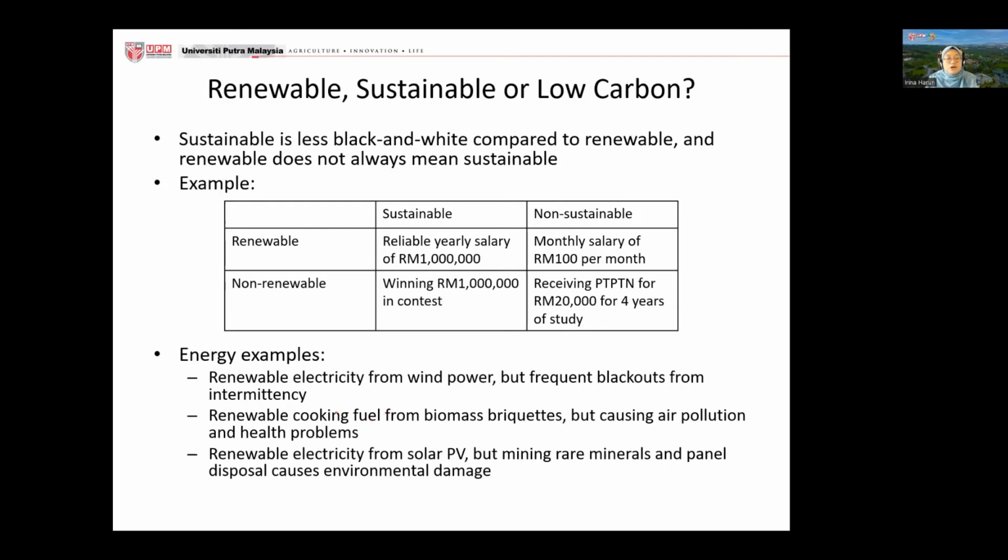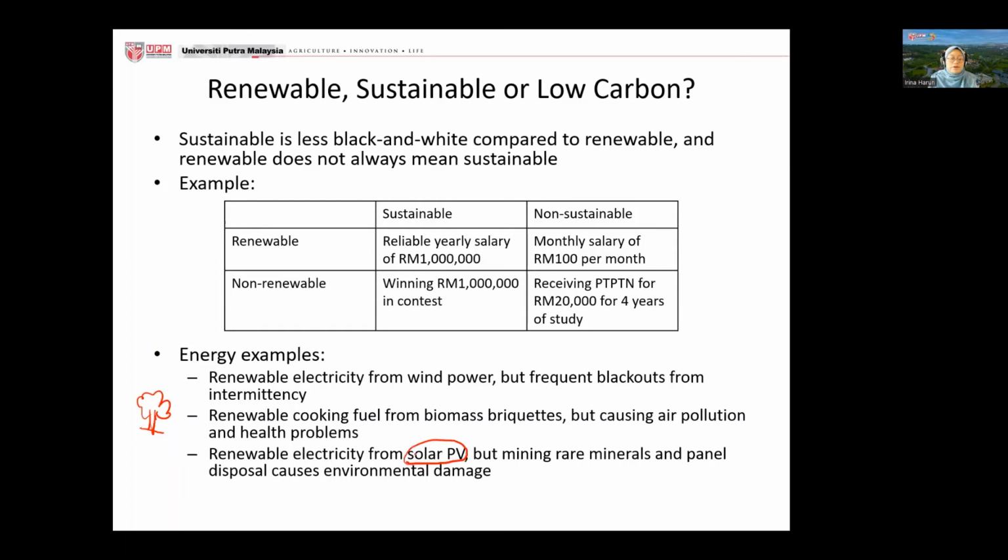Whereas in terms of cooking fuel, we use this from the biomass, like I mentioned before, it's renewable because pokok, trees, they regenerate. You keep on planting new trees to replace the ones that you've already cut down. So in a way it's renewable, but it's not sustainable because of the environmental impact and also the health impact.